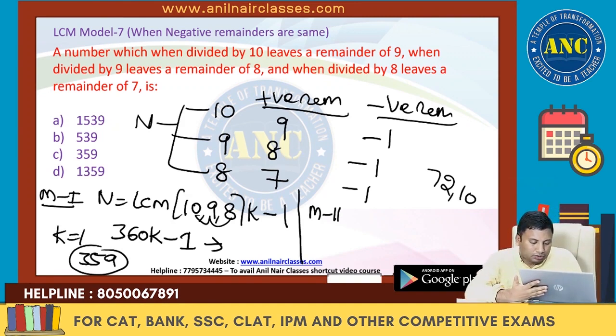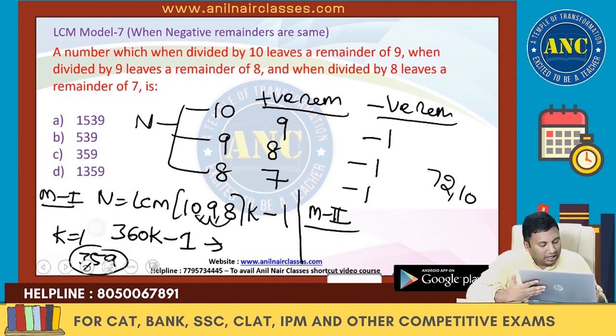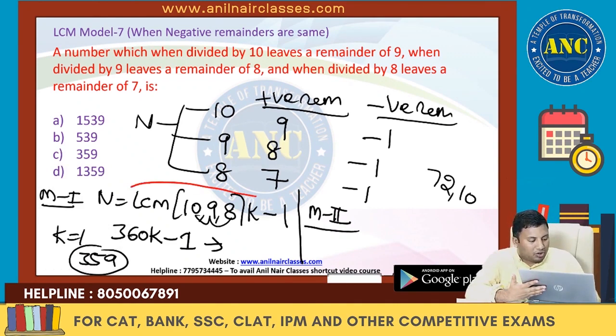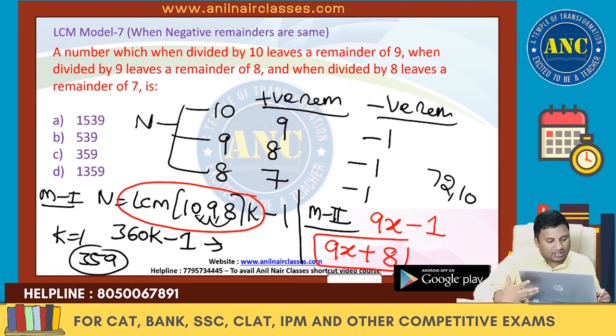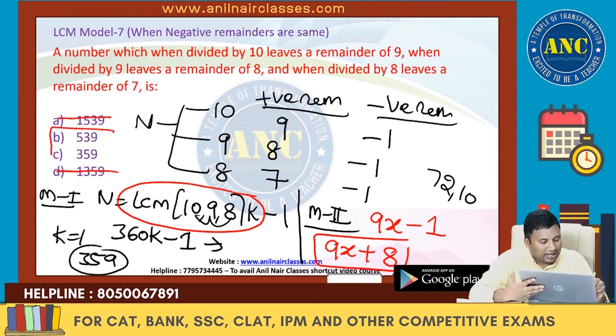Method 2. It is always good to know multiple methods. Depending upon the merit of the question, you can solve. It is divisible by 9, so it should be 9x minus 1. Negative remainder minus 1 is positive remainder 8. So it should be 9x plus 8. So we are left with 539 and 359.